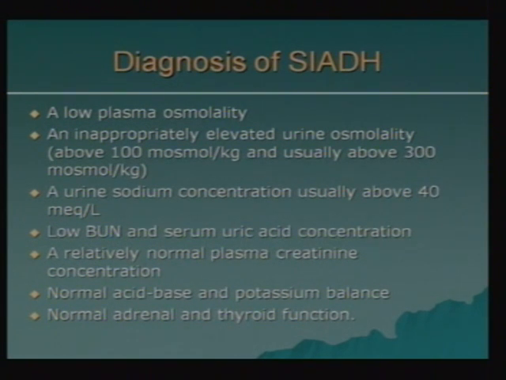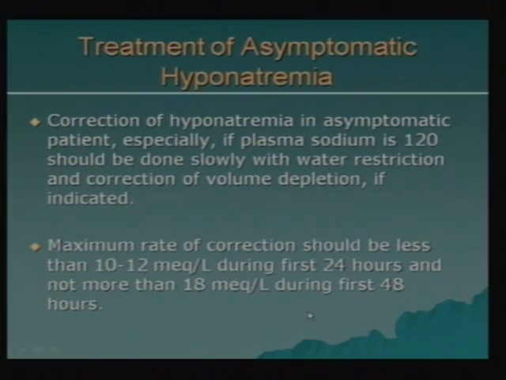How do you diagnose SIADH? This is a diagnosis of exclusion. Low plasma osmolality, with inappropriately elevated urine osmolality. In most hyponatremic patients there should be hypo-osmolar urine, but in SIADH it is always above 300 milliosmoles per kg, and may be up to 600 also. Urinary sodium concentration is usually above 40 in a spot urinary sodium. There is low BUN, sodium and uric acid concentration, a relatively normal plasma creatinine concentration, normal acid-base and potassium balance, and normal adrenal and thyroid function. What is the treatment of asymptomatic hyponatremia?